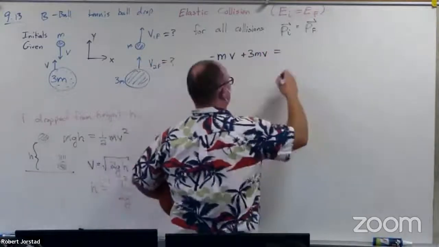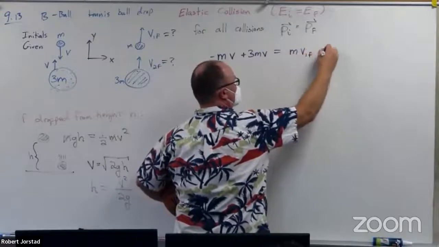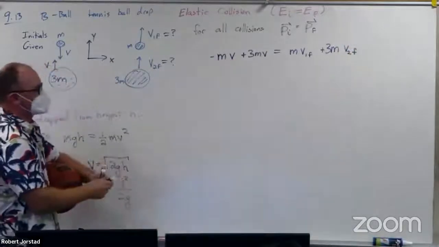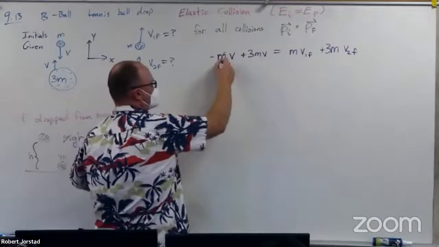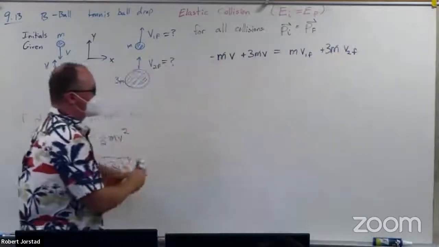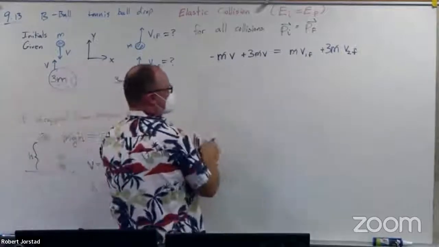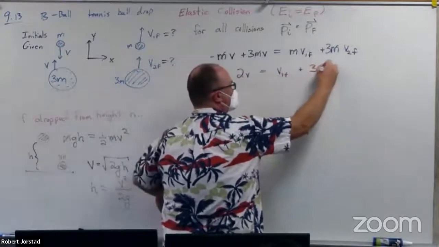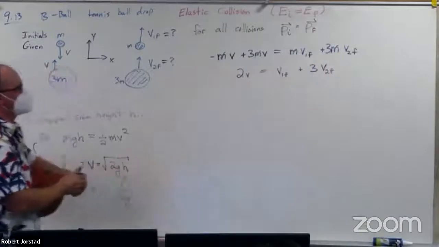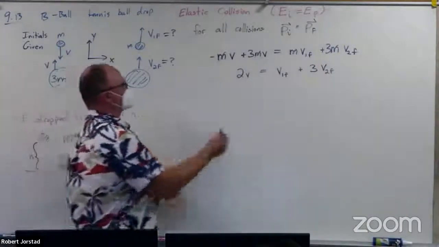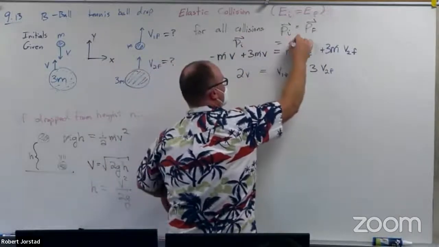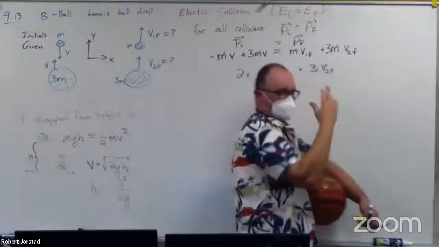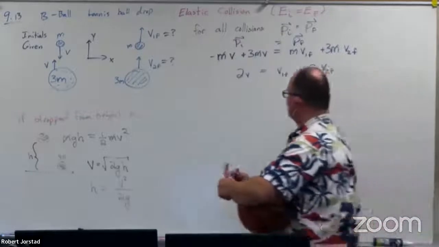Then over here, they're both going upwards. What drops out? When I get all that together, what's left on this side? All right. This is the momentum equation. So this is P initial equals P final. What symbol is implied on all of these? J hat, because we're doing it up and down. All right, good. Let's do the energy.